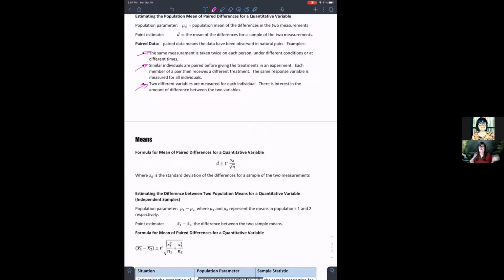So that would be the same measurement on the same person or object under different conditions. You might have, and this is probably the hardest one, to take similar individuals and pair them and give them different treatments. So this would be done in a hospital setting for testing pharmaceutical purposes. So you might pair people by their already known conditions, or you might pair them by age and gender, right?